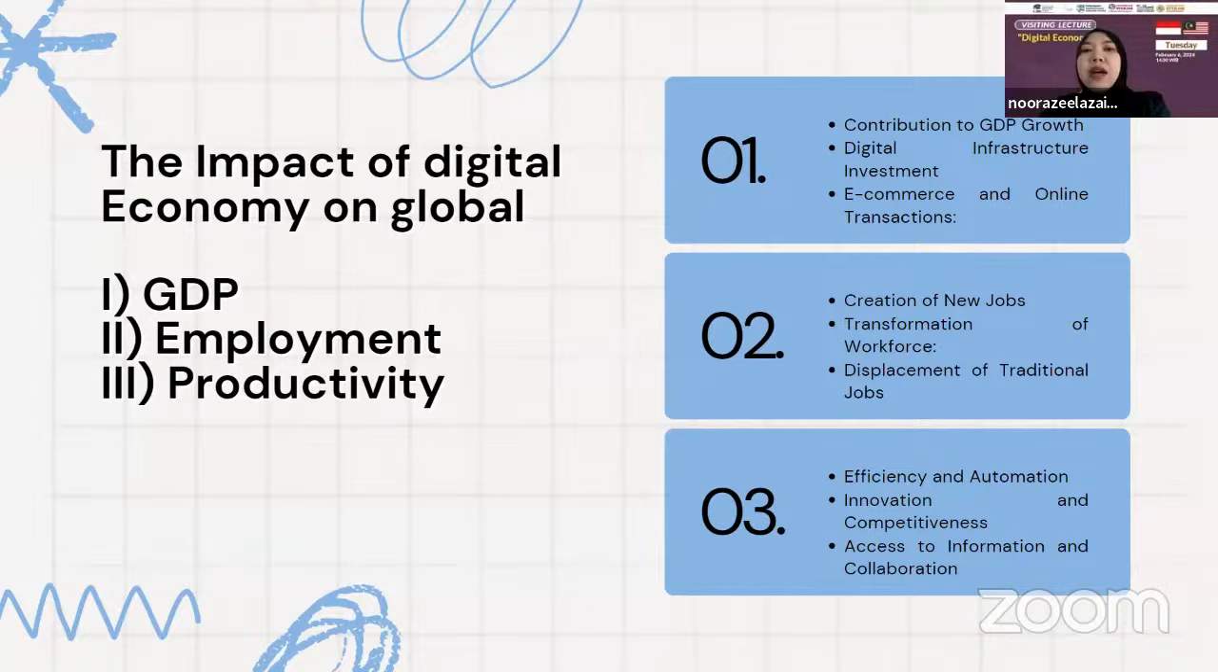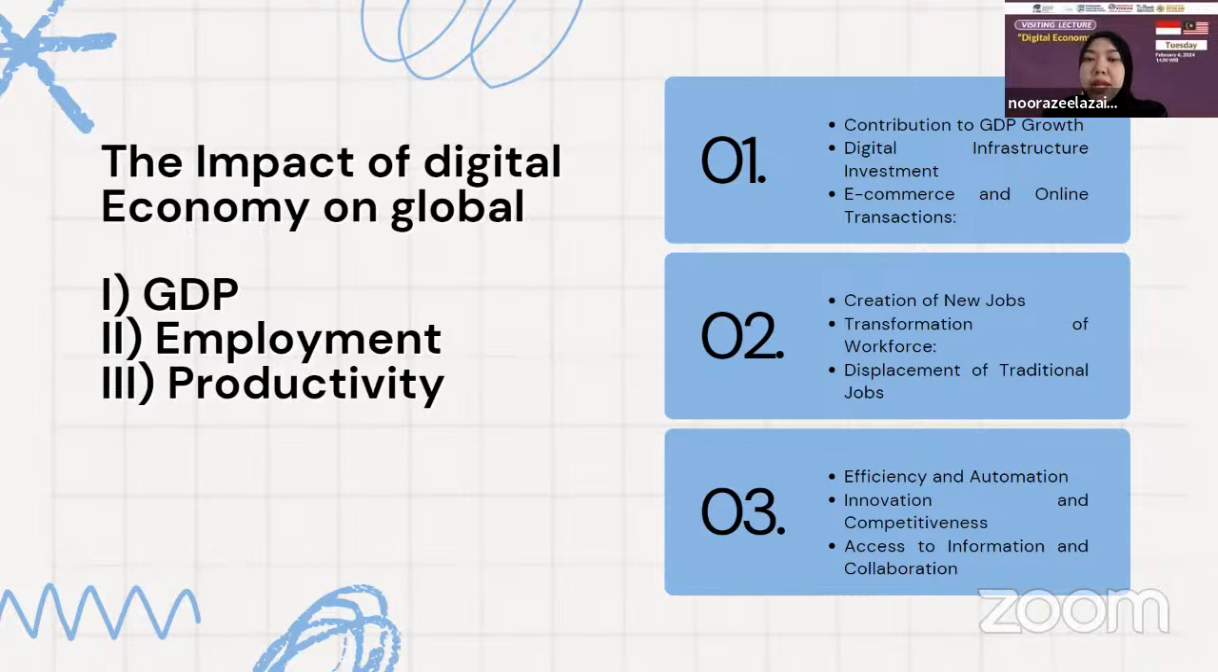The digital economy has become a significant driver of economic growth worldwide. Digital technologies enable businesses to reach new markets, improve efficiency, and innovate products and services to contribute to overall GDP growth. Then second, digital infrastructure investment. Governments and businesses are investing heavily in digital infrastructure, including broadband networks, data centers, and digital platforms to support the expansion of the digital economy. This investment contributes to economic development and competitiveness.